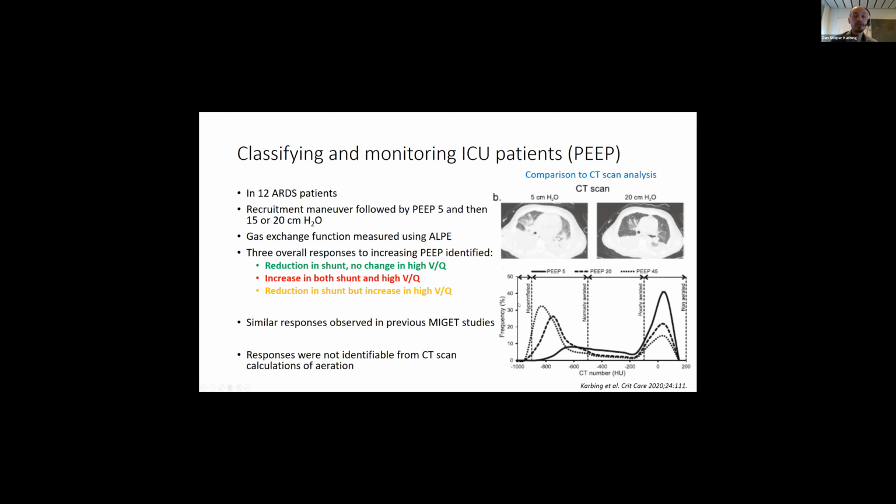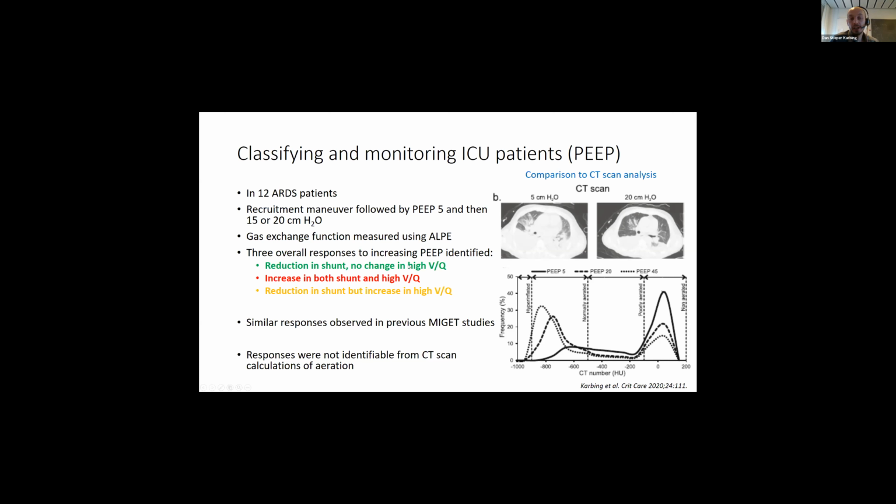From the gas exchange responses, we identified 3 particular responses. We had a very positive response, which was a reduction in shunt with no change in high VQ mismatch, which was hard to characterize as anything but a good response. We had a very negative response in some patients where both shunt and high VQ mismatch increased when we increased PEEP. And finally, we had a group of patients where shunt was reduced, but high VQ mismatch was increased. So here we have a balancing between improving oxygenation by lowering shunt, but worsening CO2 exchange by increasing high VQ mismatch.